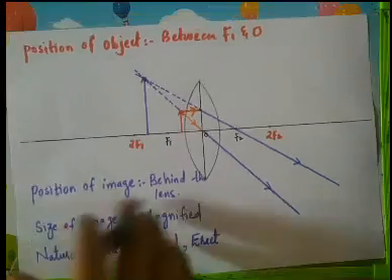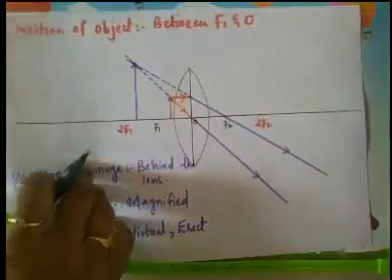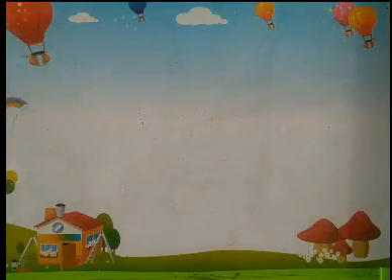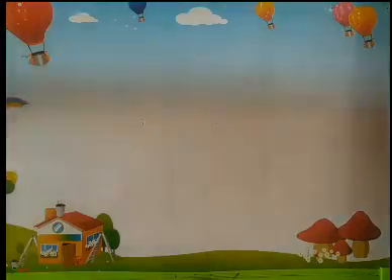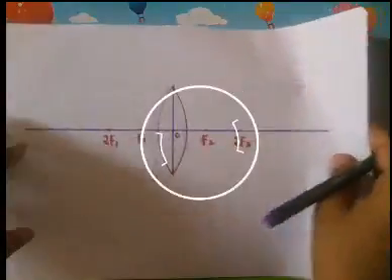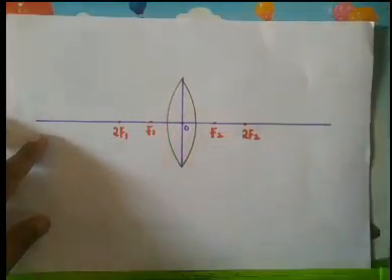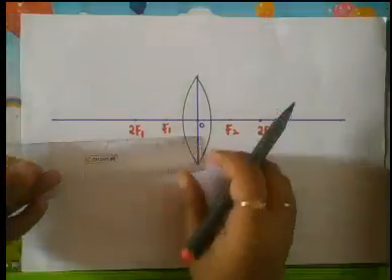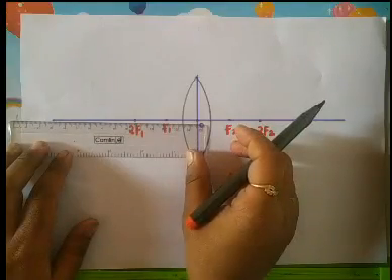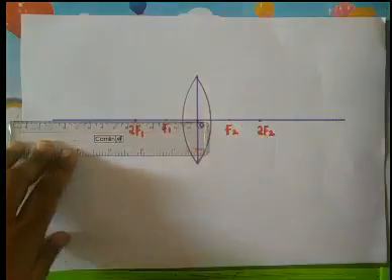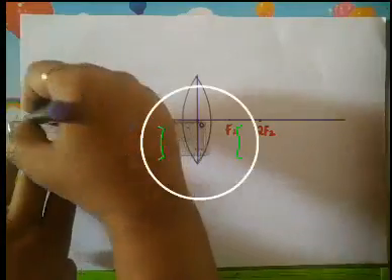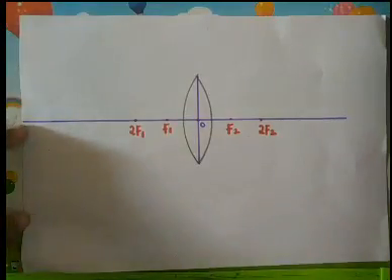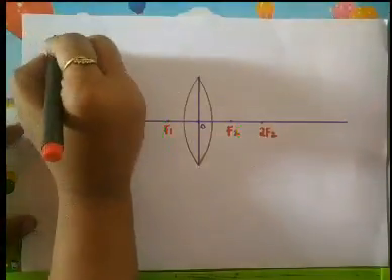Okay, now we'll see the last case. Now suppose I say the object is kept at infinity. If an object is kept at infinity, then how will it make an image, that we are going to show. So first I'll write position of object.